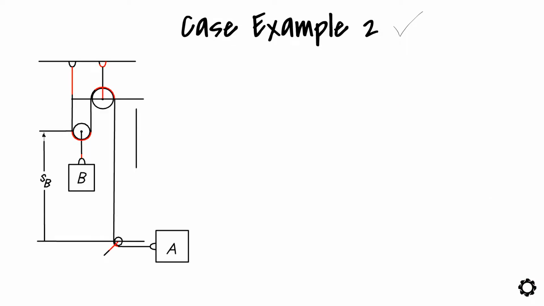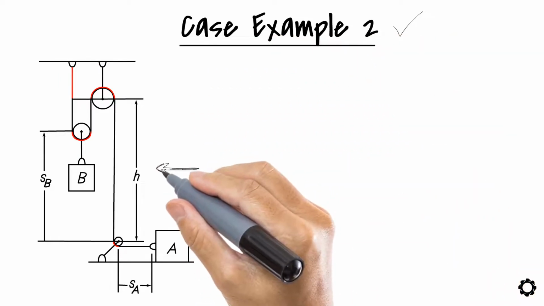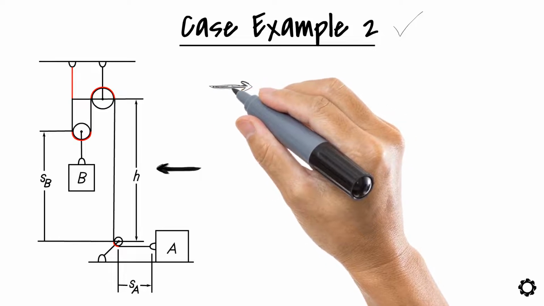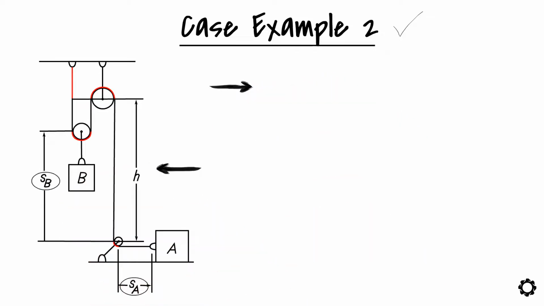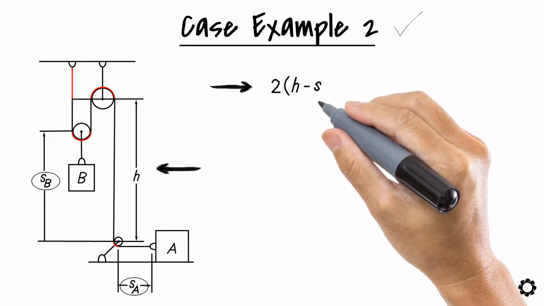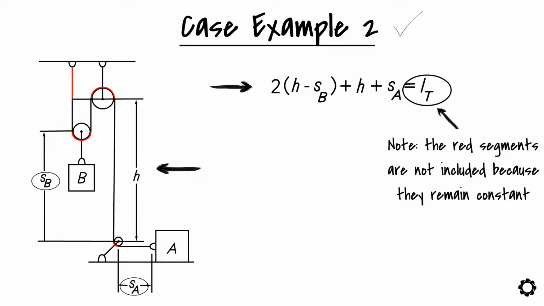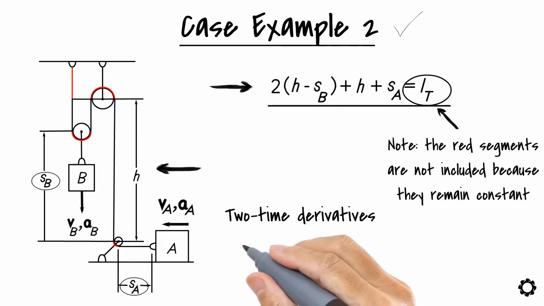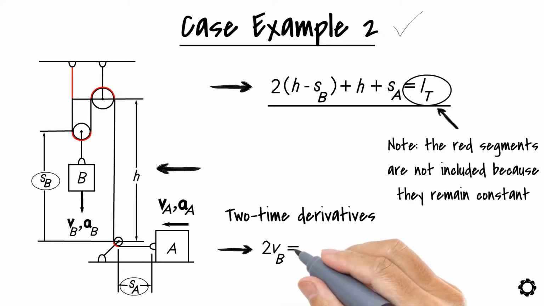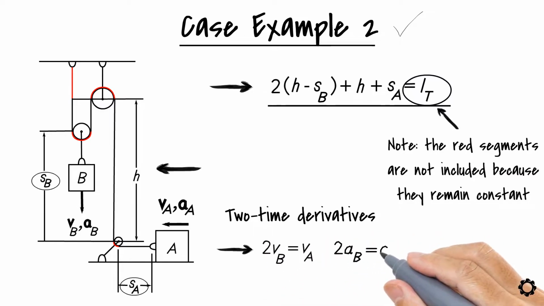There is also another method to solve this scenario, which is by defining the position of block B from the center of the bottom pulley as is shown here. If we solve this example by using this other method, then we obtain the following relation equation for the position coordinates: 2 times (H minus SB) plus H plus SA equals LT. If we then take the two time derivatives of this equation, we finally obtain the relations between the velocities and accelerations as follows: 2 times VB equals VA, 2 times AB equals AA.